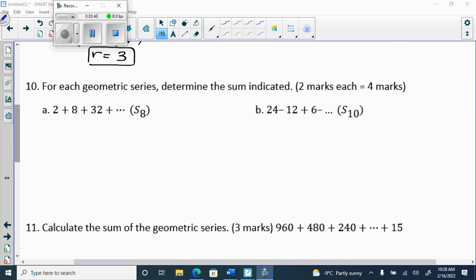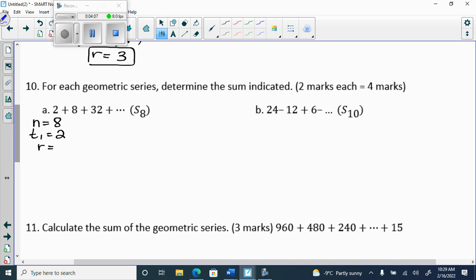So this one says for each geometric series. Do I have to say geometric series? Nope. Because we can see it's going 2 to 8, 8 to 32. I'm not adding to get to the next one. I'm multiplying, correct? So I know that it's geometric. Then I write down my knowns. I know n equals 8. I know T1 is 2. I know it's not arithmetic because it doesn't go up by a constant value.